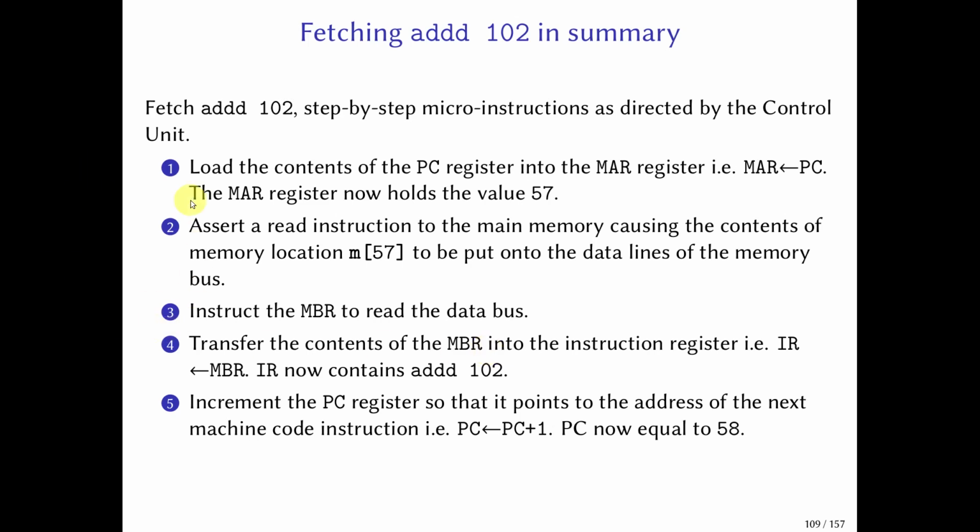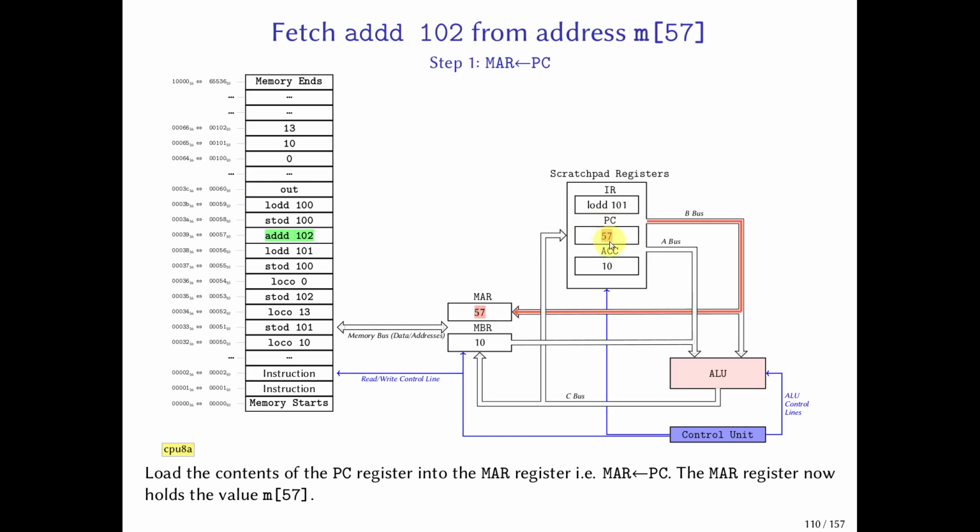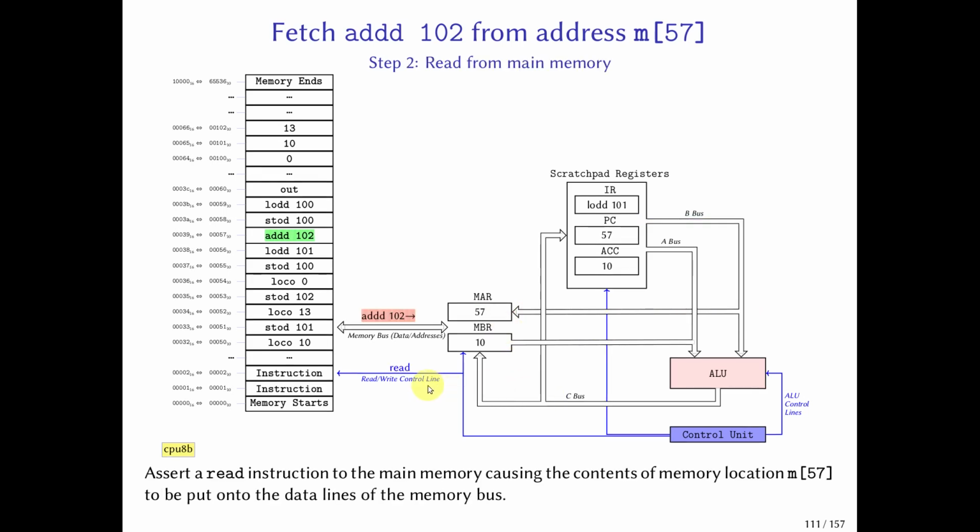So this is the same 5 steps that we've seen already executed 7 times previously, and you can see that it begins with the value that is in the PC register, which at this point is 57. So we can see that the PC register value 57 is copied via the data path to the memory address register. Then the control unit asserts a read signal to the circuitry of the main memory. The circuitry of the main memory responds by looking at the value that's in the memory address register.